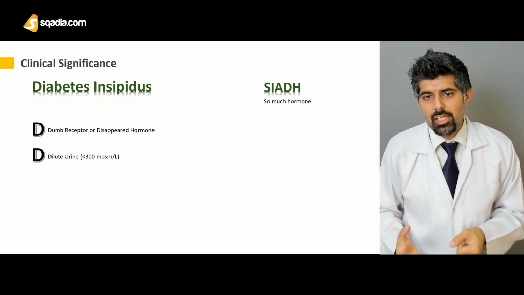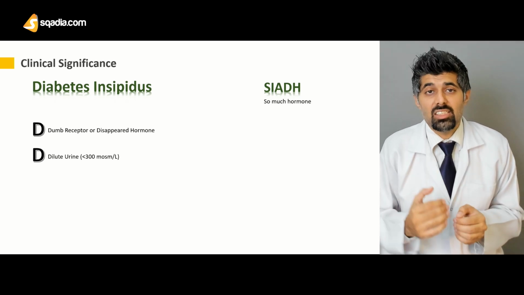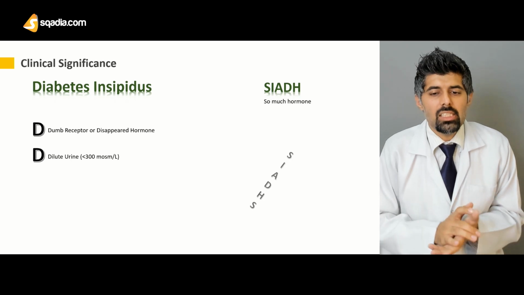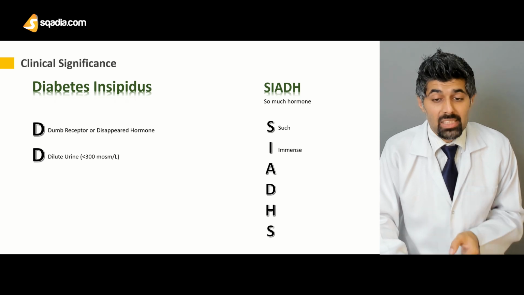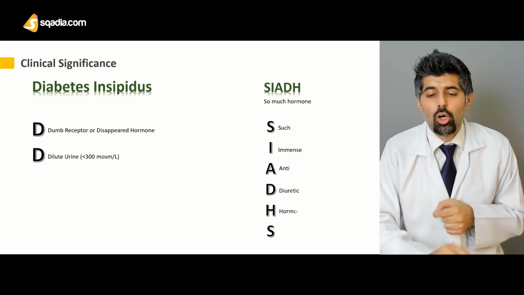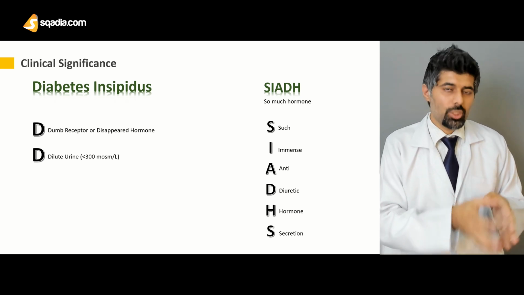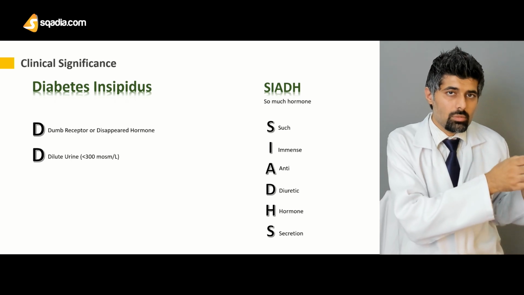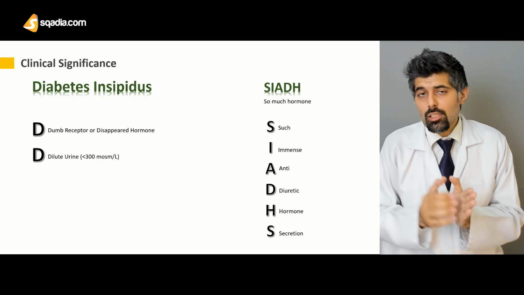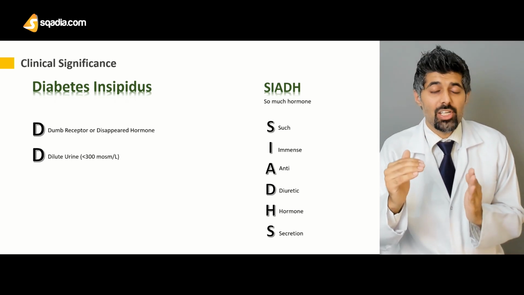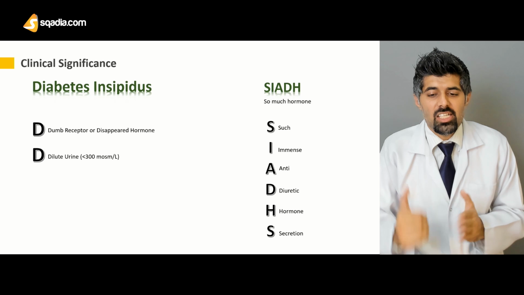Next is the SIADH, in which the ADH is released in excess amount. It can be easily understood with this mnemonic: there is such an immense antidiuretic hormone secretion. So SIADH, even though its medical abbreviation is syndrome of inappropriate ADH secretion, is usually the increased amount of ADH which causes this syndrome. So there is an immense amount of ADH secretion.